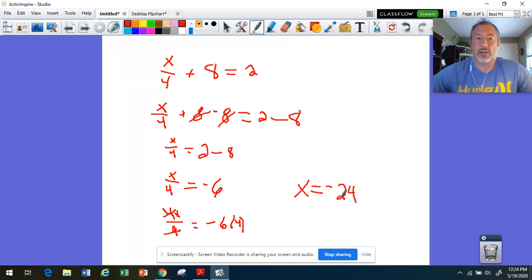Okay, there you go. And if you were to try this, you'd say, okay, negative 24 divided by 4 is negative 6. Negative 6 plus 8, does that equal 2? And yes, it does. 2 equals 2. And yes, this is correct.